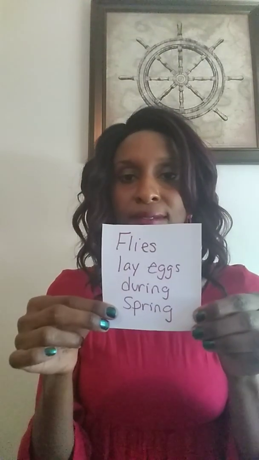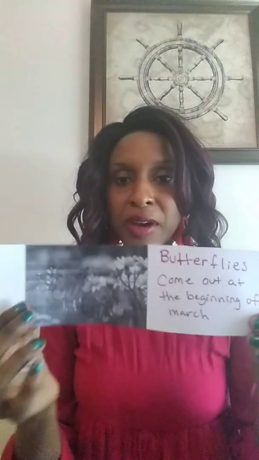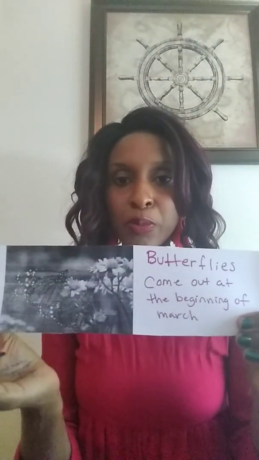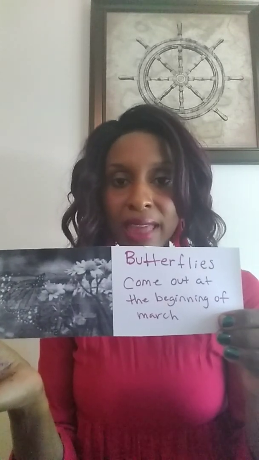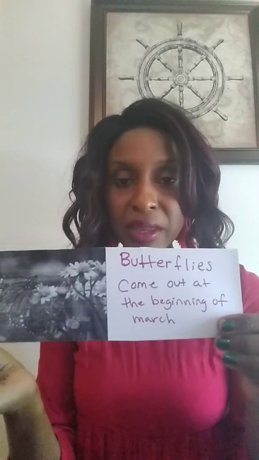Okay, the next type of insect are butterflies. See the butterfly on the flower? They're so beautiful to look at, and they come out at the beginning of March. You start to see those beautiful butterflies.